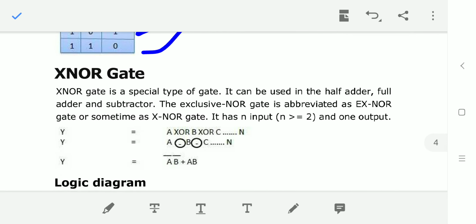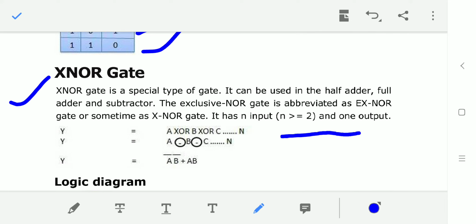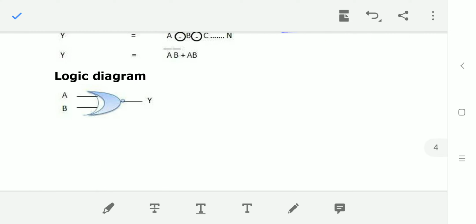This is the XOR gate. XNOR gate is also a special type of gate. It can be used in the half adder, full adder, and subtractor. The exclusive NOR gate is abbreviated as XNOR gate or sometimes as EX-NOR gate. It has n inputs, n is equal to 2, and 1 output. This is the logic diagram.